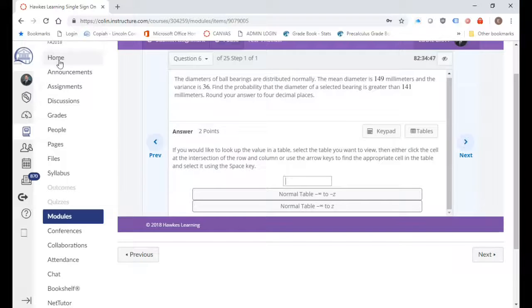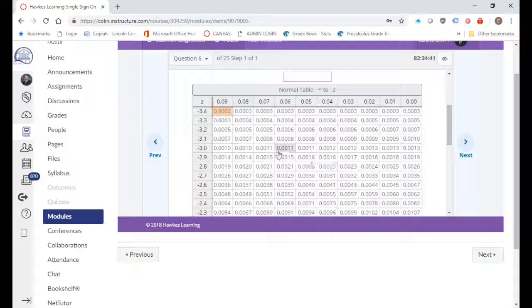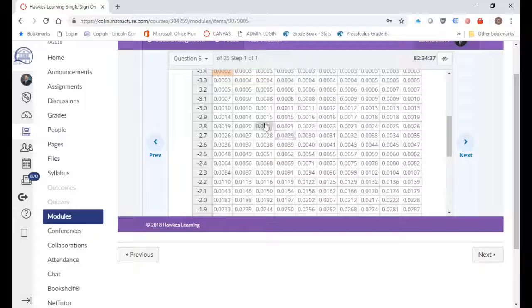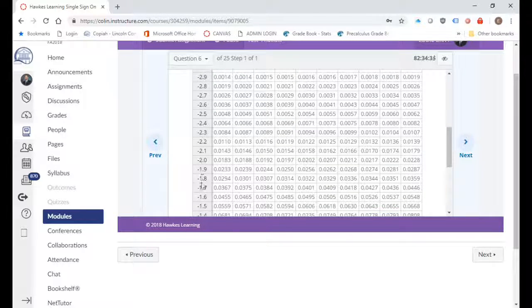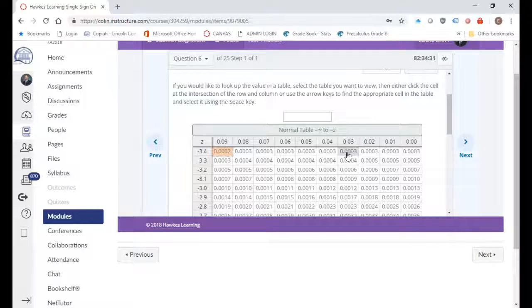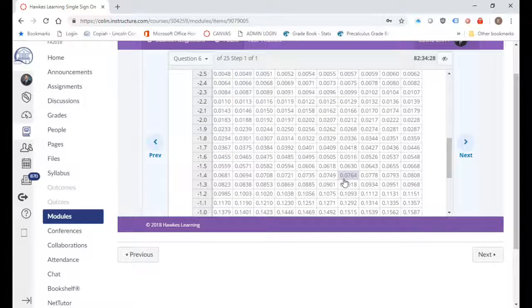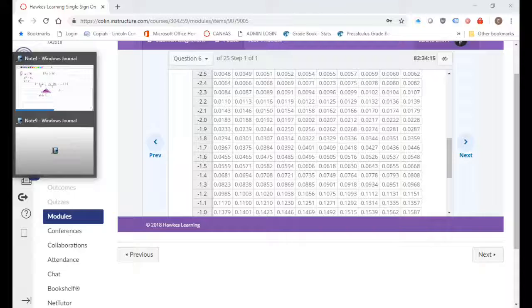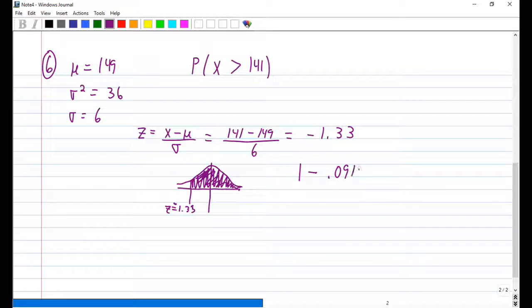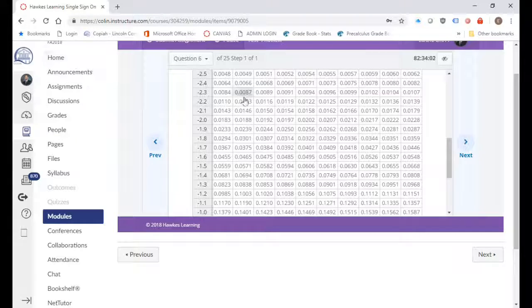So I want to go to the z-score, and I'm looking up a negative, so I'm going to go negative infinity to negative z. And then I wanted to look up negative 1.33. So negative 1 point, and this is the 3 column right here. So negative 1.33. So that value there, that's what I want to subtract from 1 because it was a greater than problem. So I'm going to say 1 minus 0.0918. Now if you plug that in your calculator, you're going to get 0.9082. And that's what I'm going to put in.